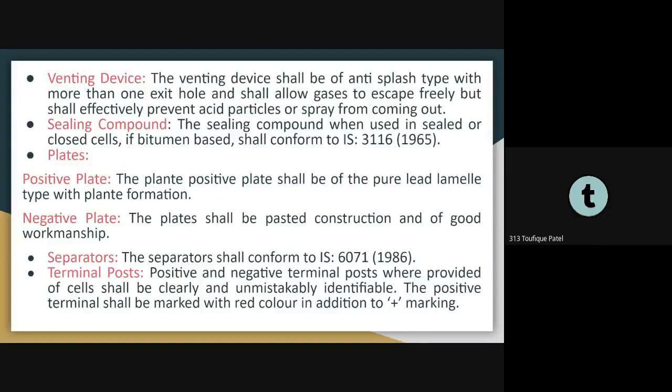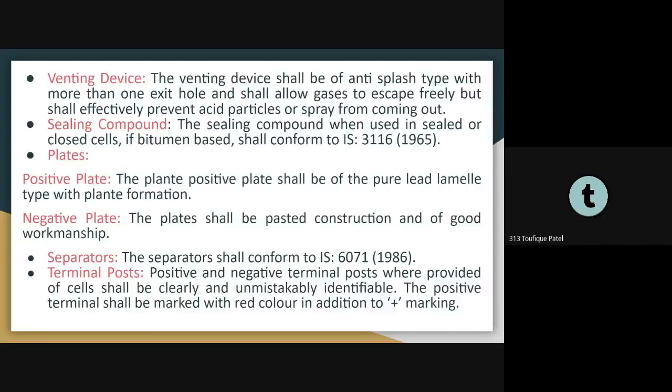There are two types of plates. First is the positive plate. The positive plate shall be of pure lead lamel type with planté formation. Second is the negative plate. The plate shall be of pasted construction and of good workmanship.